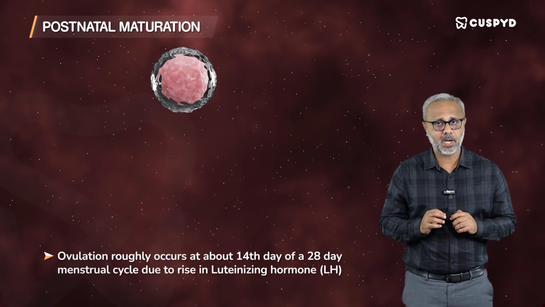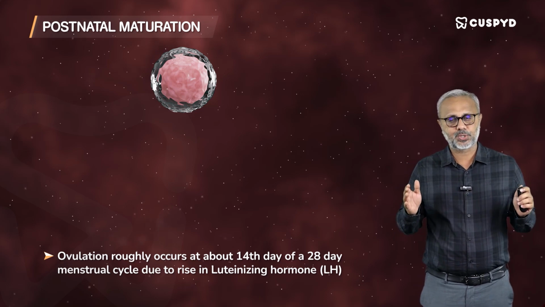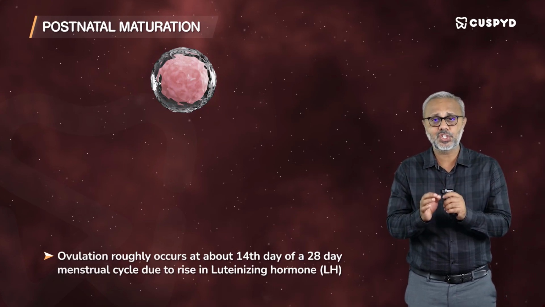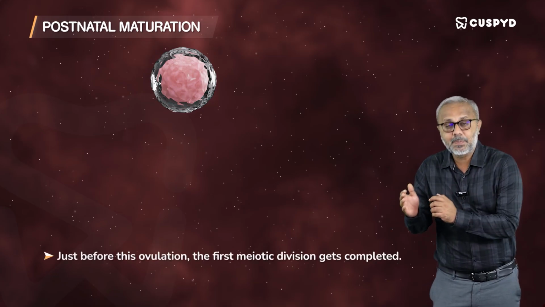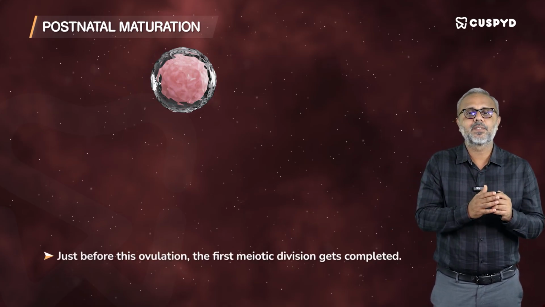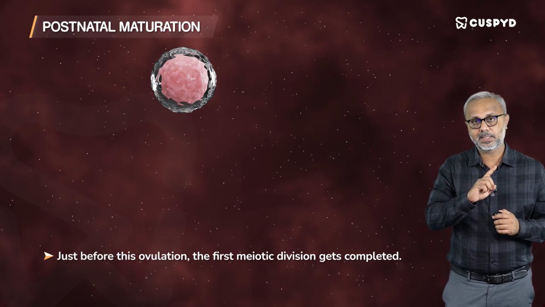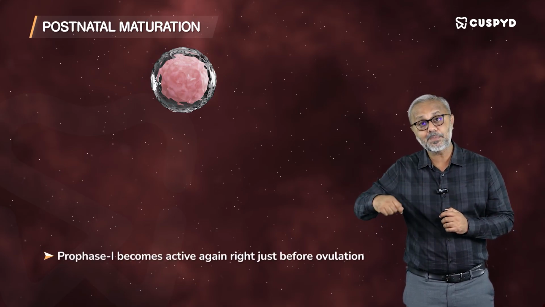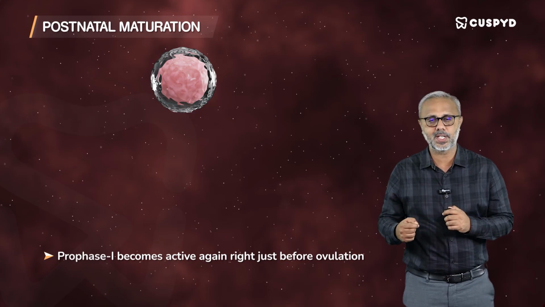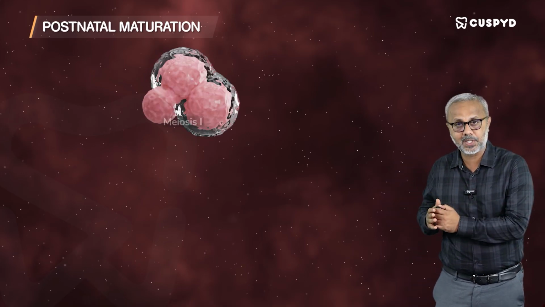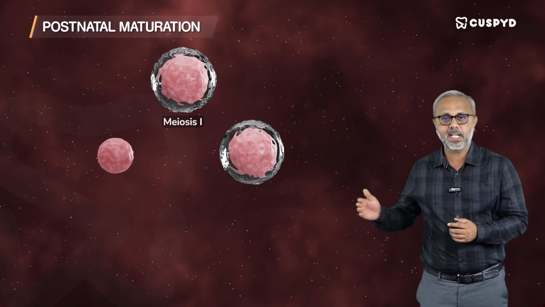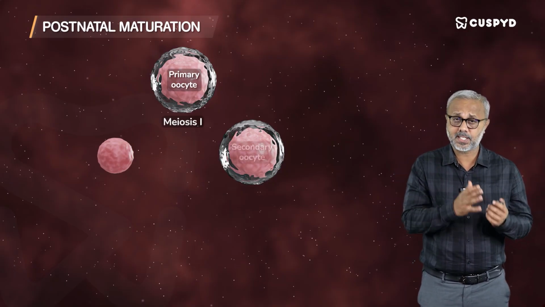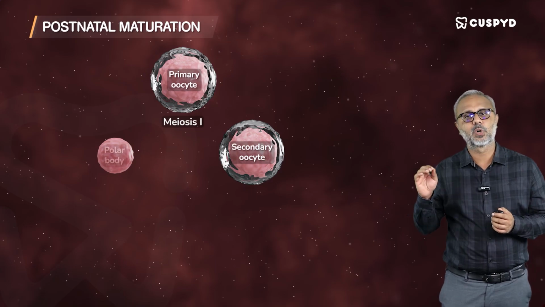Ovulation roughly occurs at about the 14th day of a 28-day menstrual cycle, in the middle of the menstrual cycle, because of a surge in the level of LH or luteinizing hormone. Now just before this ovulation, the first meiotic division gets completed. Remember, before birth, the primary oocytes are arrested in prophase 1 of meiosis 1. Now this prophase 1 becomes active again just before ovulation. So the primary oocyte completes its first meiotic division, forming the secondary oocyte, giving rise to two cells, one with a large amount of cytoplasm, which is called the secondary oocyte, and the second one is called the polar body.